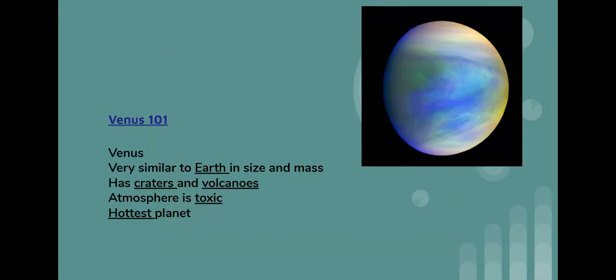Very cool. Venus, hottest planet. It's very similar to Earth in size and mass, but maybe there are more similar things too. Has craters and volcanoes. Atmosphere is toxic and it is the hottest planet. It does have sulfuric acid clouds. The Russians sent a probe there, and I think it lasted 13 minutes. Not a very hospitable place.